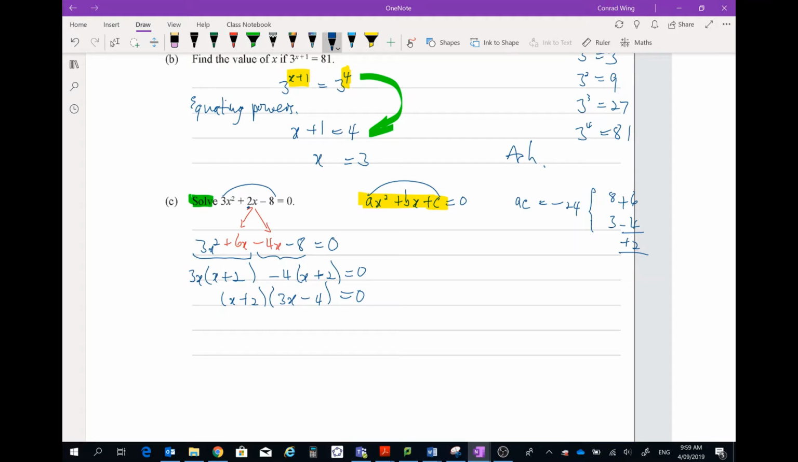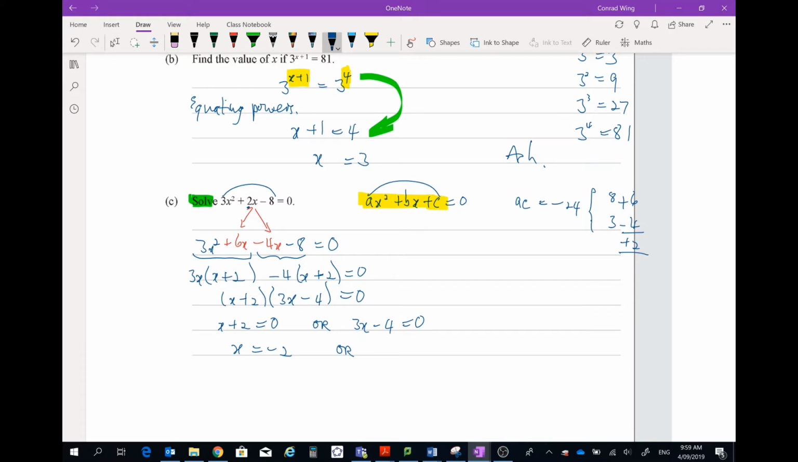Have we solved it? No. What do we need to do? You need to keep going. So how do you keep going? Either this first bracket, x plus 2, must be 0, or the second bracket, 3x minus 4, must be 0. So x could be negative 2, or how do I solve the second one?